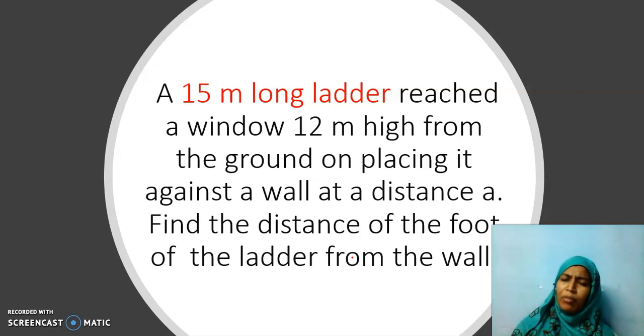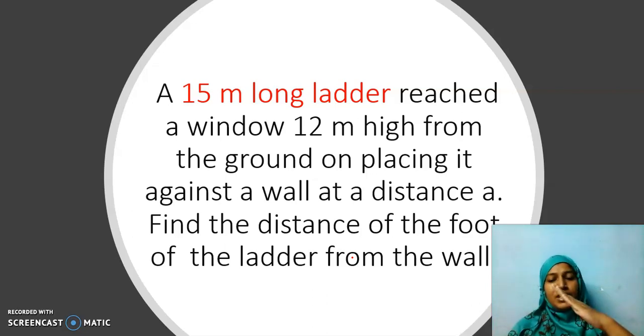Draw a rough diagram immediately that strikes your mind. Immediately. Within 1 minute, just a rough diagram. Whatever comes into your mind. A wall is there, a ladder is there, and it is kept slantingly to reach that window.